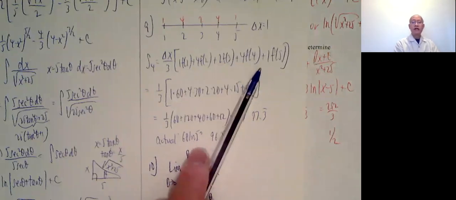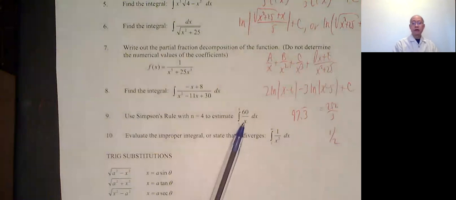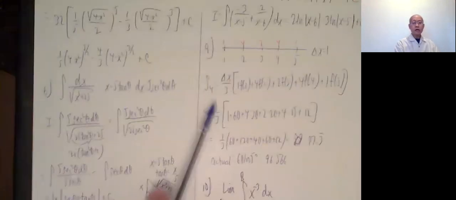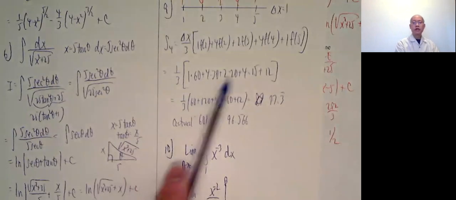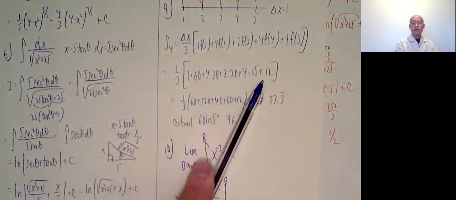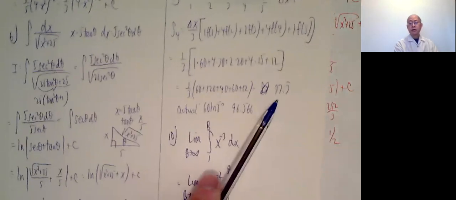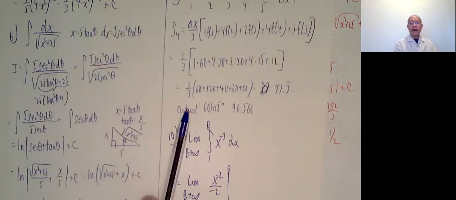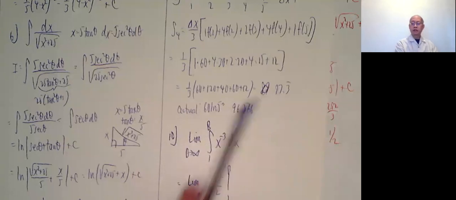Okay. Very conveniently, when you plug in 1, 2, 3, 4, 5, it was given that way. These all come out to be whole numbers. If you divide by 1, you get 60. Divide by 2, you get 30. Divide by 3, it's 20. Divide by 4, it's 15. And divide by 5, it's 12. So it's 1/3 of 1 times 60, plus 4 times 30, plus 2 times 20, plus 4 times 15, plus 1 times 12. Add them all up, 97.3 repeating. Okay, you didn't have to do that, but if you actually integrate it, you get 60 ln 5, which is about 96.566. So you can see it's pretty close.